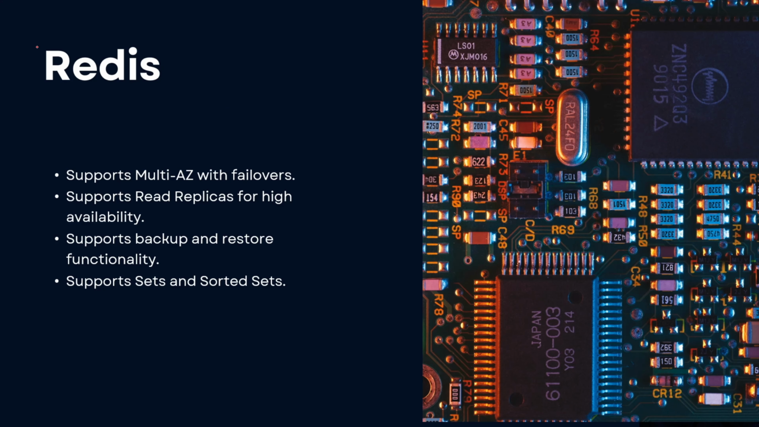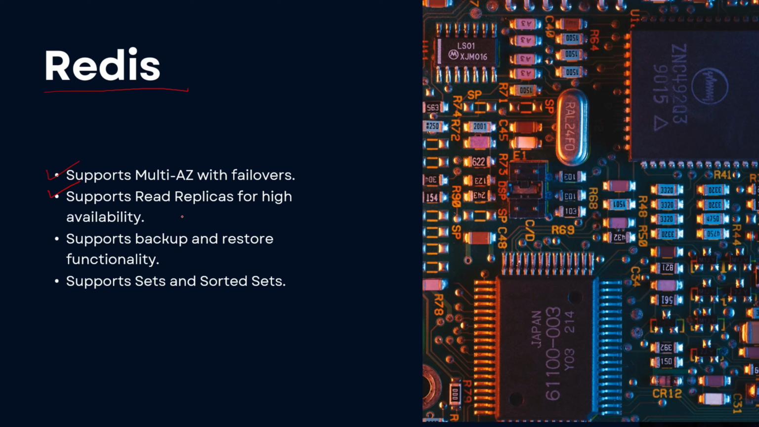Moving forward, let's first talk about the Redis type ElastiCache. It supports multi-AZ with failover, so it can be deployed in multiple availability zones, and if one availability zone does go down, it can automatically fail over to the other availability zone, which helps to provide high availability. And that's our second point: it supports read replicas for high availability.